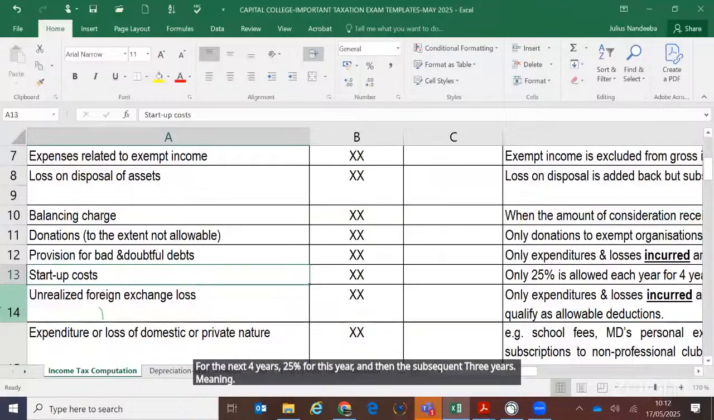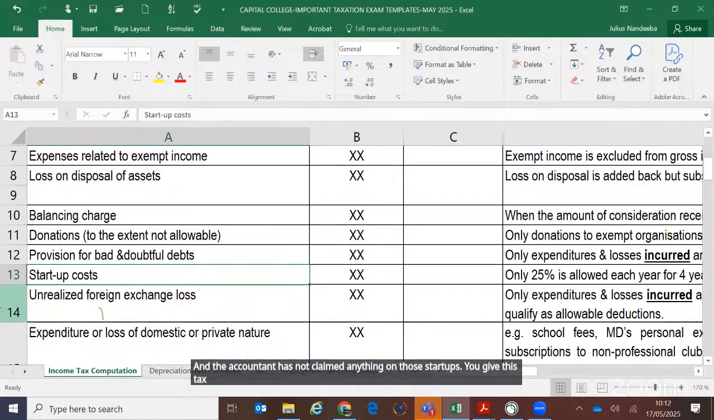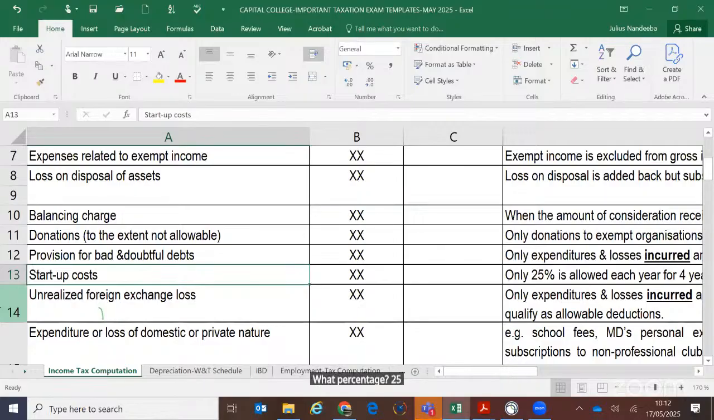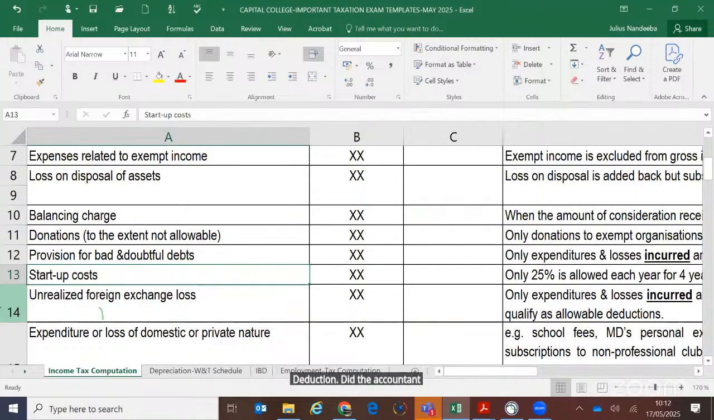Meaning, if they gave you startup costs and the accountant has not claimed anything on those startup costs, you give this tax computation what percentage? What percentage? 25. So I calculate 25% and then allow it under less allowables, because that is the creature of the tax law. It is the taxman that is giving me that deduction. Did the accountant claim anything? No. This is the time now to give this company its startup costs only to the tune of 25%.